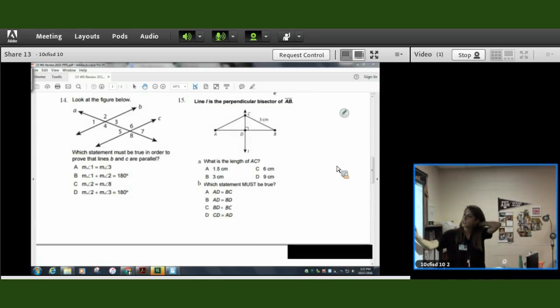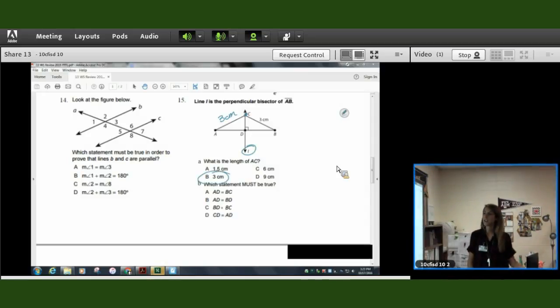Line L, which is this guy right here, is the perpendicular bisector of segment AB. What is the length of AC? So what you should have learned is that C is what from A and B? What's that fancy word? Equidistant. C is equidistant from A and B. So if C is 3 away from B, C is 3 away from A as well. That's easy. Common sense. You could have done that one without the lesson, right? You would have picked 3 anyways.